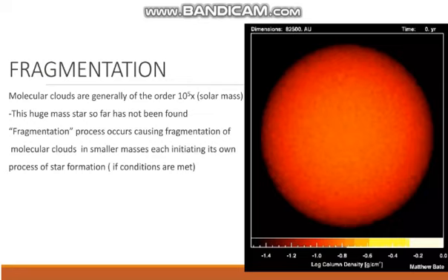Fragmentation. Molecular clouds are generally of the order of 10^5 solar masses. No star of such huge mass has been found so far. The fragmentation process occurs, breaking molecular clouds into smaller masses, each initiating its own process of star formation if conditions are met.